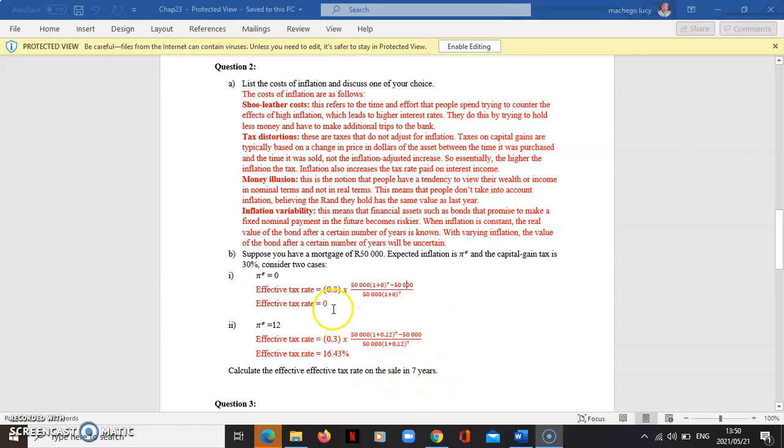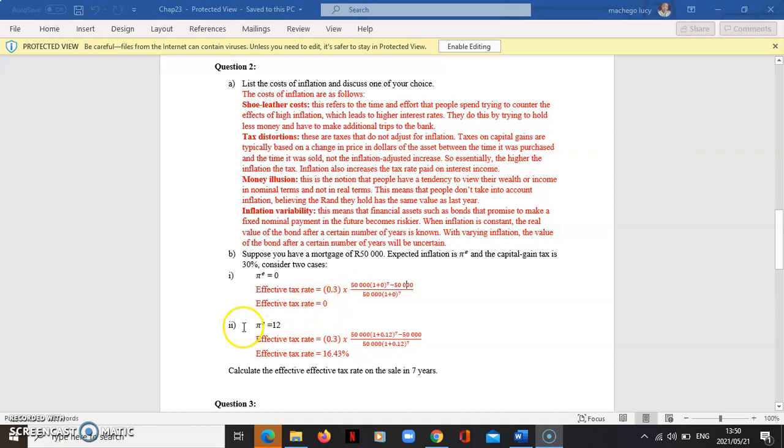Okay, it's going to be 0.3, which is the 30%, multiplied by 50,000 into 1 plus 0, which is given, to the power of 7 years, minus 50,000, which is the mortgage, divided by the mortgage of 50,000 into 1 plus the 0, all to the power of 7. And if you put this on your calculator, you should be able to get 0.